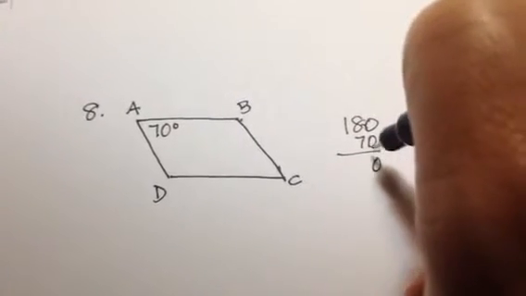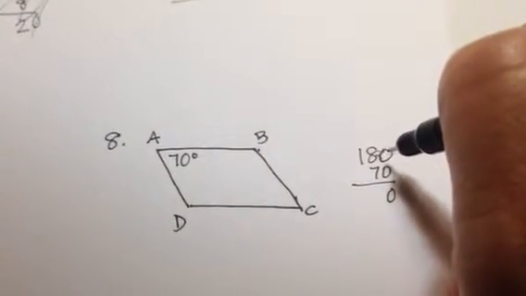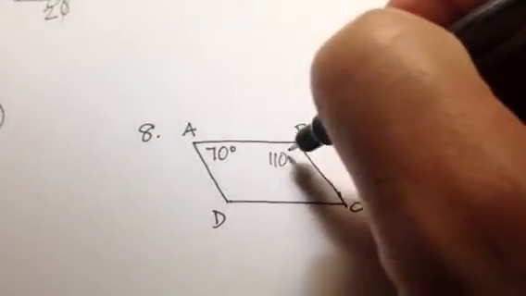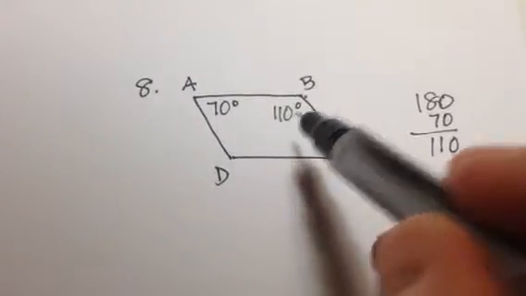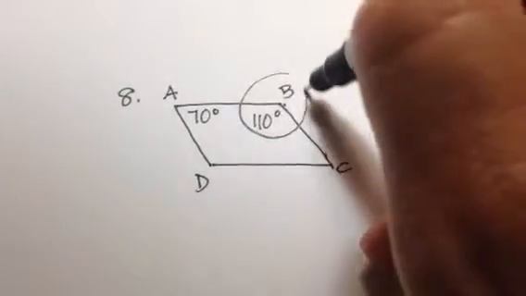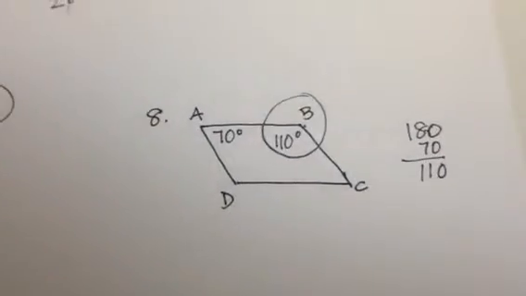What do you get? Why can't I do this? There you go, 110. See, that's why I shouldn't make videos at home. I'm tired. 110 degrees. And that's your answer. Measure of angle B is 110 degrees.